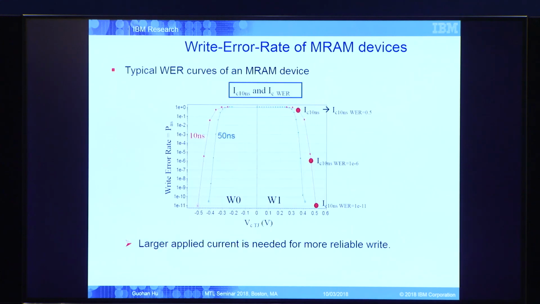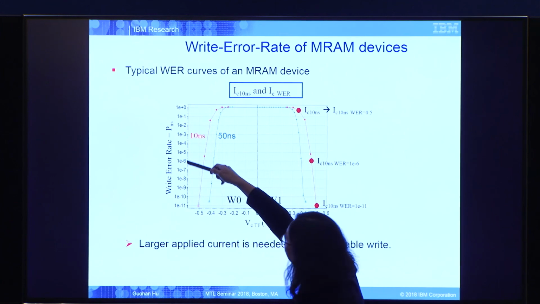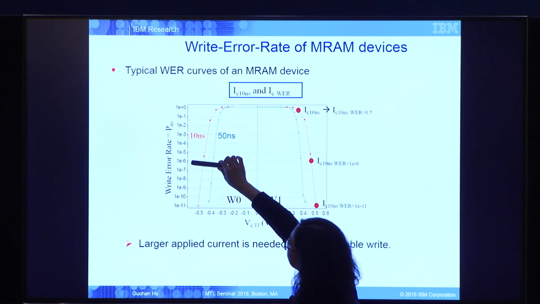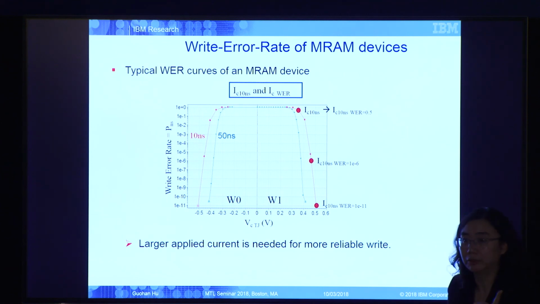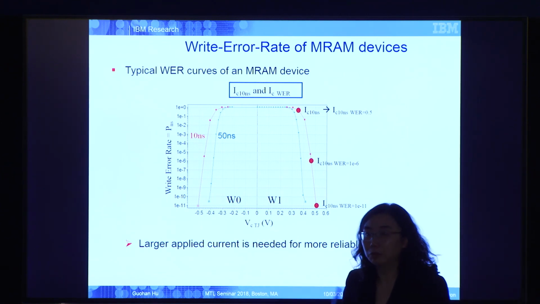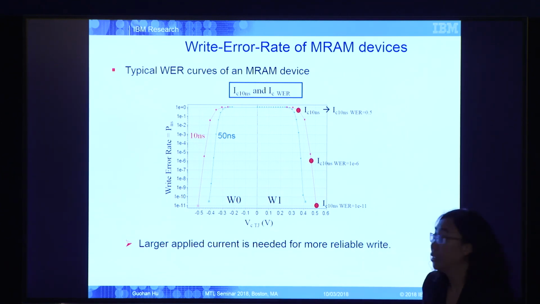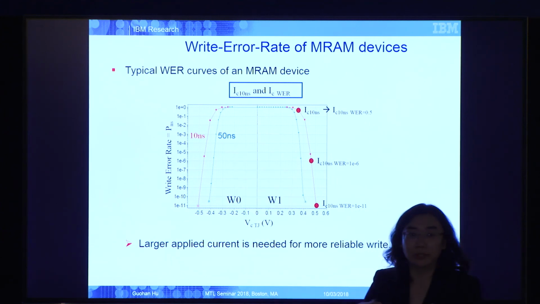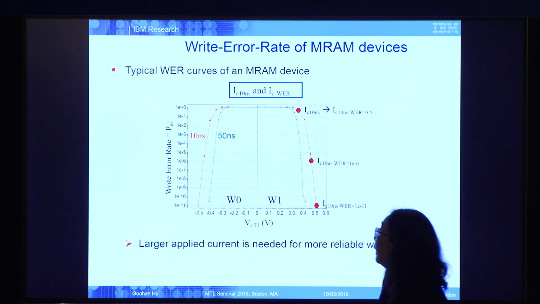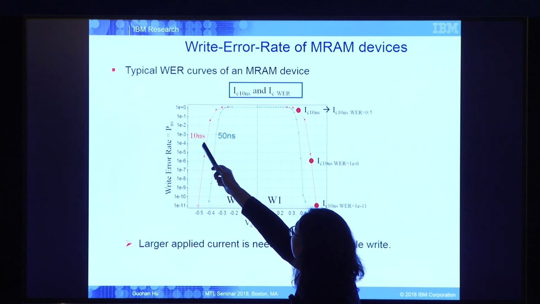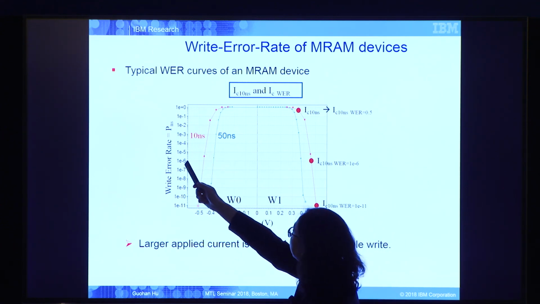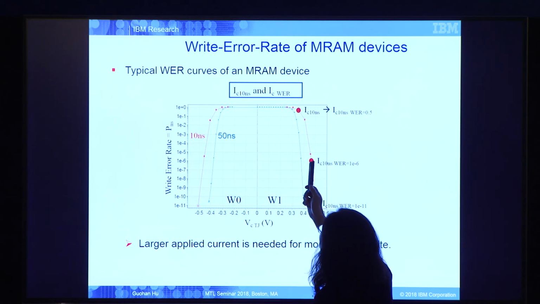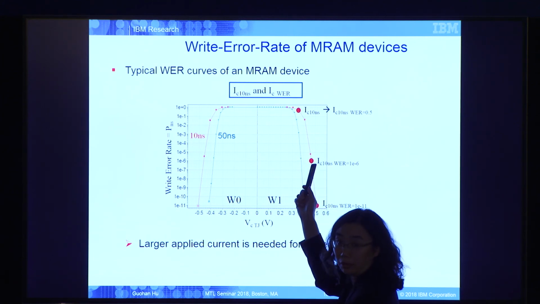And here is a typical curve of what we measured on the device level. The y-axis is the error rate. If you see an error rate of 1 in 10^-6, it means if you write 1,000,000 times, you will see 1 error. 1 in 10^-9 means if you write 1,000,000,000 times, you see 1 error. So going down means it's more and more reliable in terms of writing. I have the 10 nanosecond switching curve and the 50 nanosecond switching curve. The first thing is, at a fixed error rate, if you want to write fast, you have to pay more in terms of current.